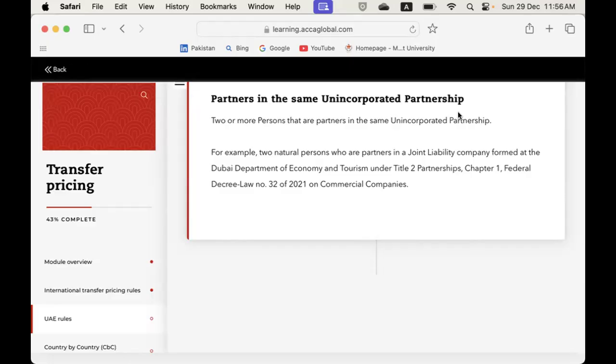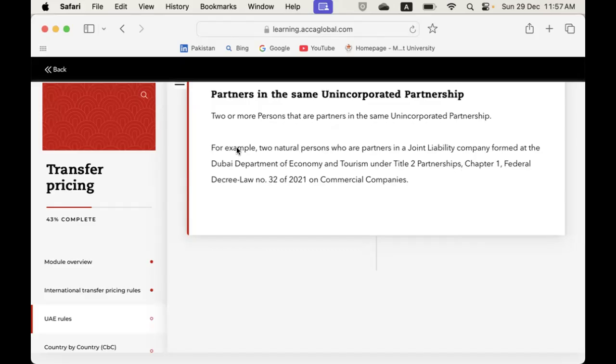Okay. So in other words, an unincorporated partnership will be a simple trust partnership deed signed on a piece of paper between you and me. Got it? Otherwise, if you have a trade license for the partnership, it will be treated as an incorporated partnership. Okay. Now, an easier question: what about a limited liability partnership? Is that an unincorporated partnership or an incorporated one? Incorporated. That's an easier one. It's an incorporated partnership. Anyways, two or more persons that are partners in the same unincorporated partnership will be treated as what? Related parties.